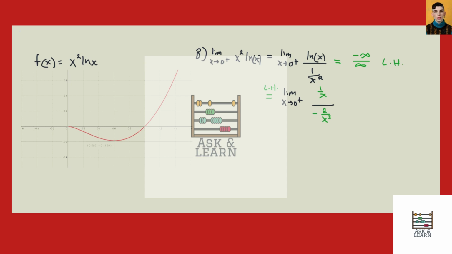Now we can use a little bit of algebra to rewrite this as the limit as x approaches 0 from the right of negative x squared over 2, and we know that this will approach 0. If we look at the graph, that does explain the behavior, because it does look like it's getting closer and closer to 0 at this point.